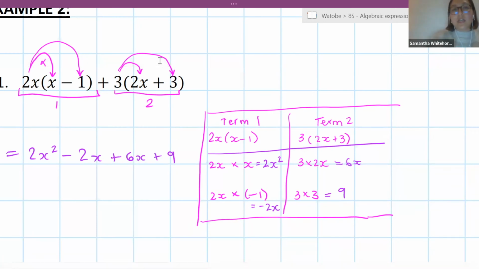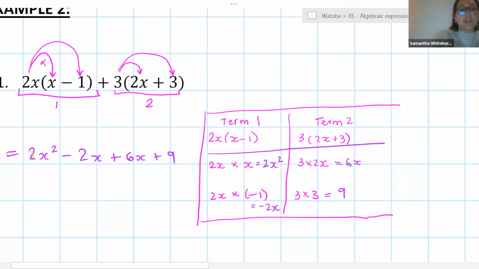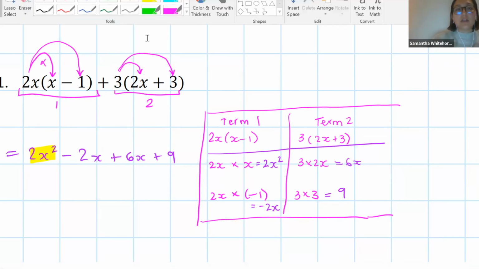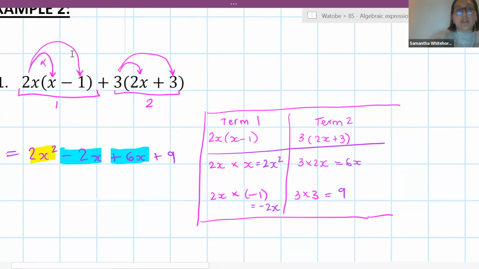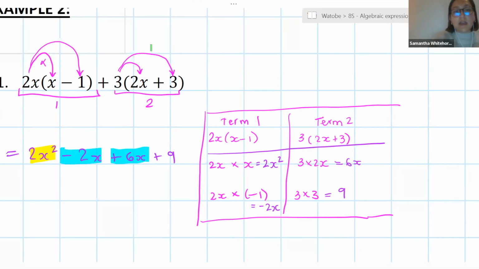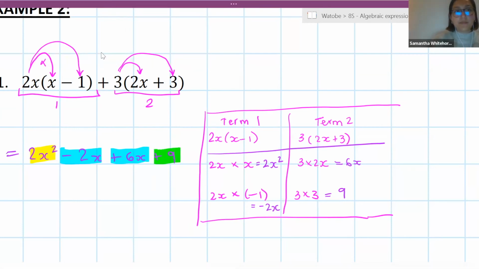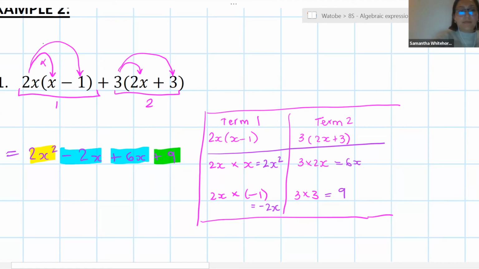And then I go and check if I have like terms. So I can see I've got an x squared term. I don't have any other x squared terms, so that's it. No more like terms in that group. I've got 2x terms, so I'm going to be able to add those two together. And then I've got my 9. Can anyone remember what we call a term where there's just a number? Nice, guys. Well done. Exactly. A constant. Yes, my people.